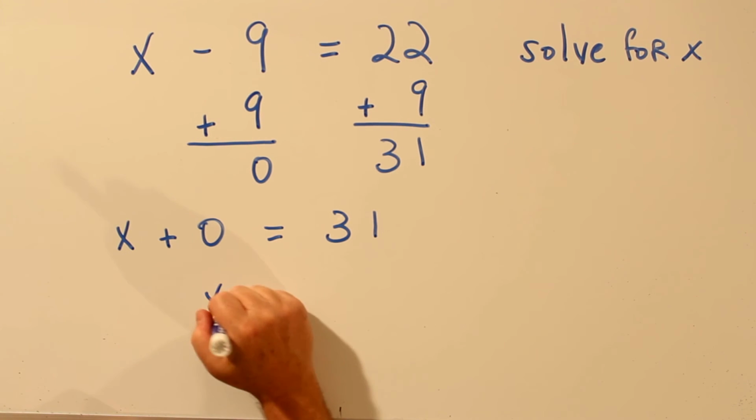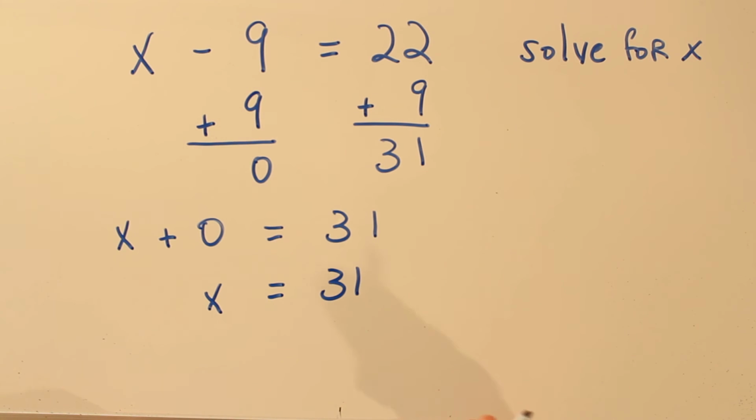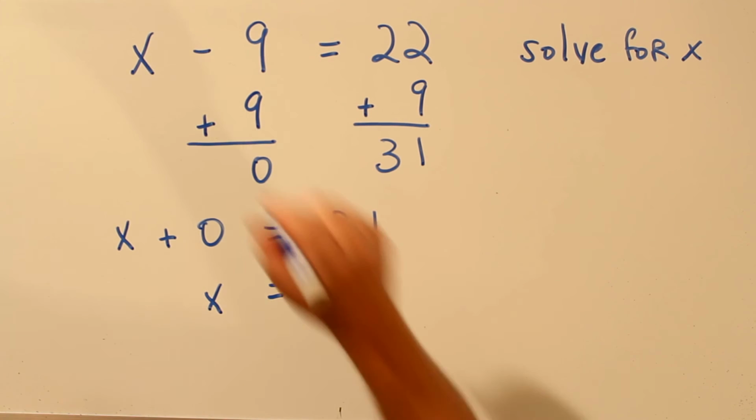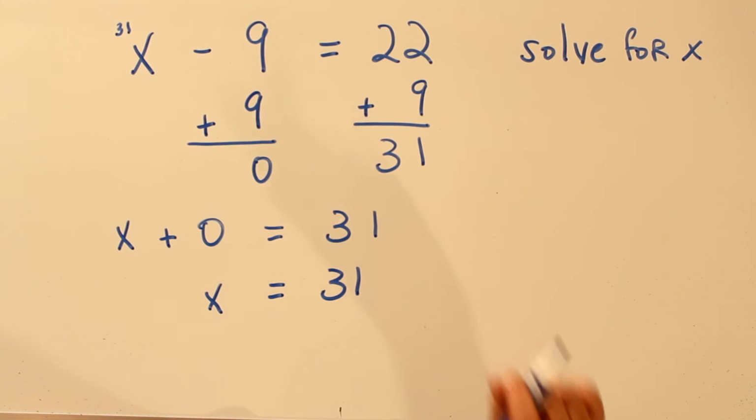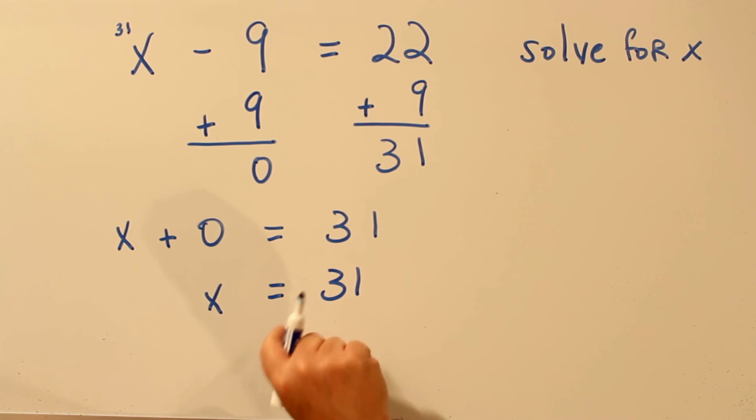So we could write x plus 0 equals 31, but adding 0 to x doesn't change the value of x. So we'll just write x equals 31, and we've solved the equation for x. And if we put 31 in for x, 31 minus 9 equals 22. So you can see that makes the equation true. So 31 solves the equation for x.